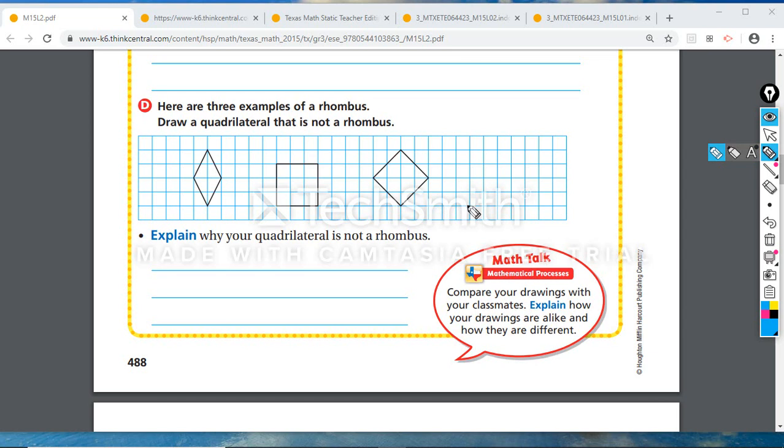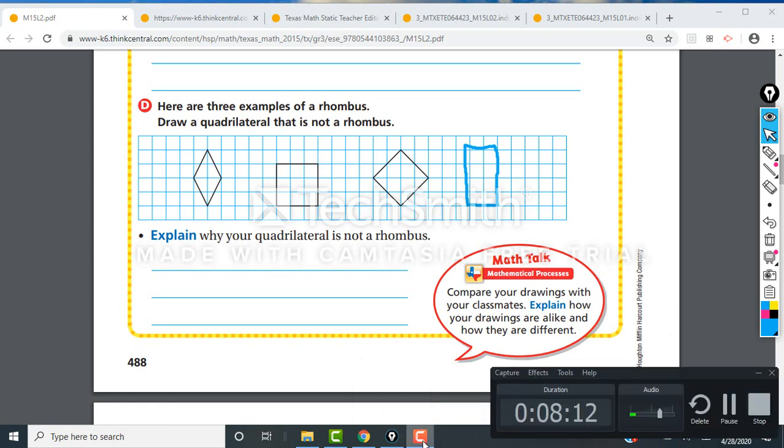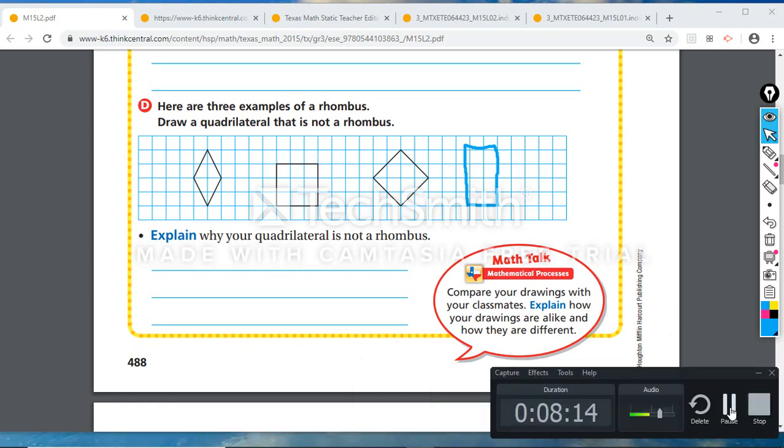So how about this one? Does not have four sides of equal length. Okay, and it is still a quadrilateral because it has four sides and four angles. Okay. So again, some of your shapes will vary, but the premise, the idea is the same. So again, pause if you have to pause and come back to it to review.